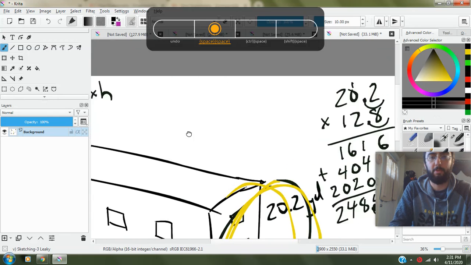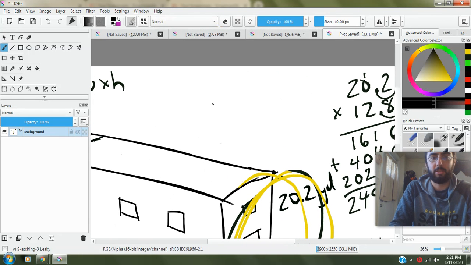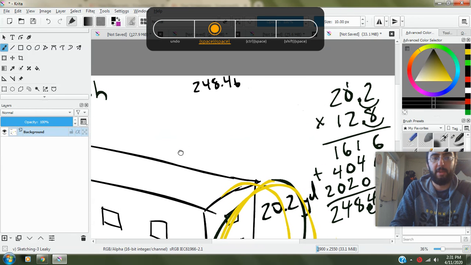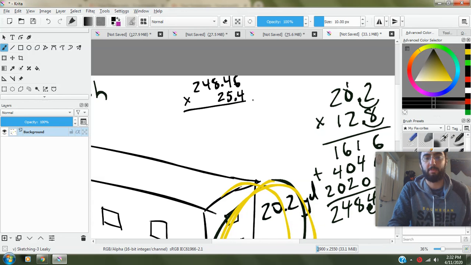So we have 25.4 times 248.46. So 248.46 multiplied by 25.4. Now remember, I don't need to line up decimals when multiplying. So my decimal is right here in this number, and it's right here in this number. That is perfectly fine. So let's go through this whole thing.